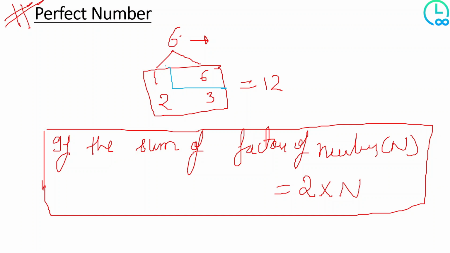So in some books you will also get this definition, that if the sum of the factors excluding the number is equal to the number, those numbers are called perfect numbers. So if you exclude 6 here, you'll get the sum 6. So in some books you'll get this definition also. This is also fine. There is no issue.